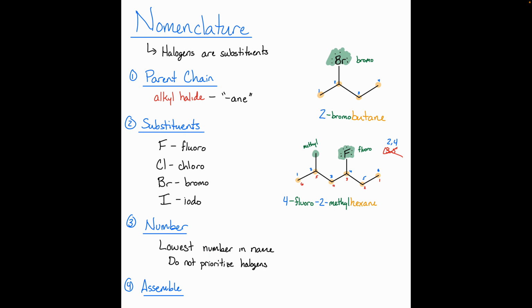So even though this molecule here ends in ANE, it is not an alkane. If I asked you for the functional group and you said alkane, it'd be wrong, right? It is an alkyl halide. It's just that in the world of nomenclature, we don't treat those halogens as back-half-of-the-name functional groups. We treat them as substituents that go in the front half of the name. Cool.